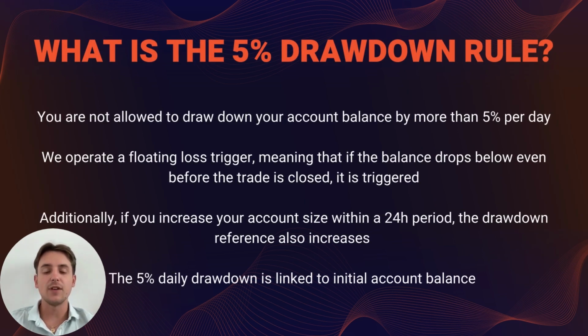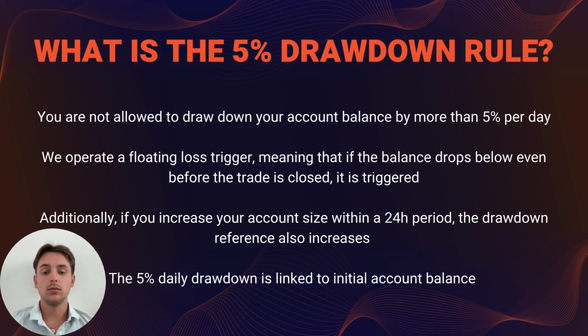So what is the 5% drawdown rule specifically? It means that you're not allowed to lower the size of the account by more than 5% per day overall. I'll get to that bit a little bit later. So we operate a floating loss trigger. What this means is that if the balance drops below the 5% rule, even without having the trade closed, the account will be flagged and terminated.